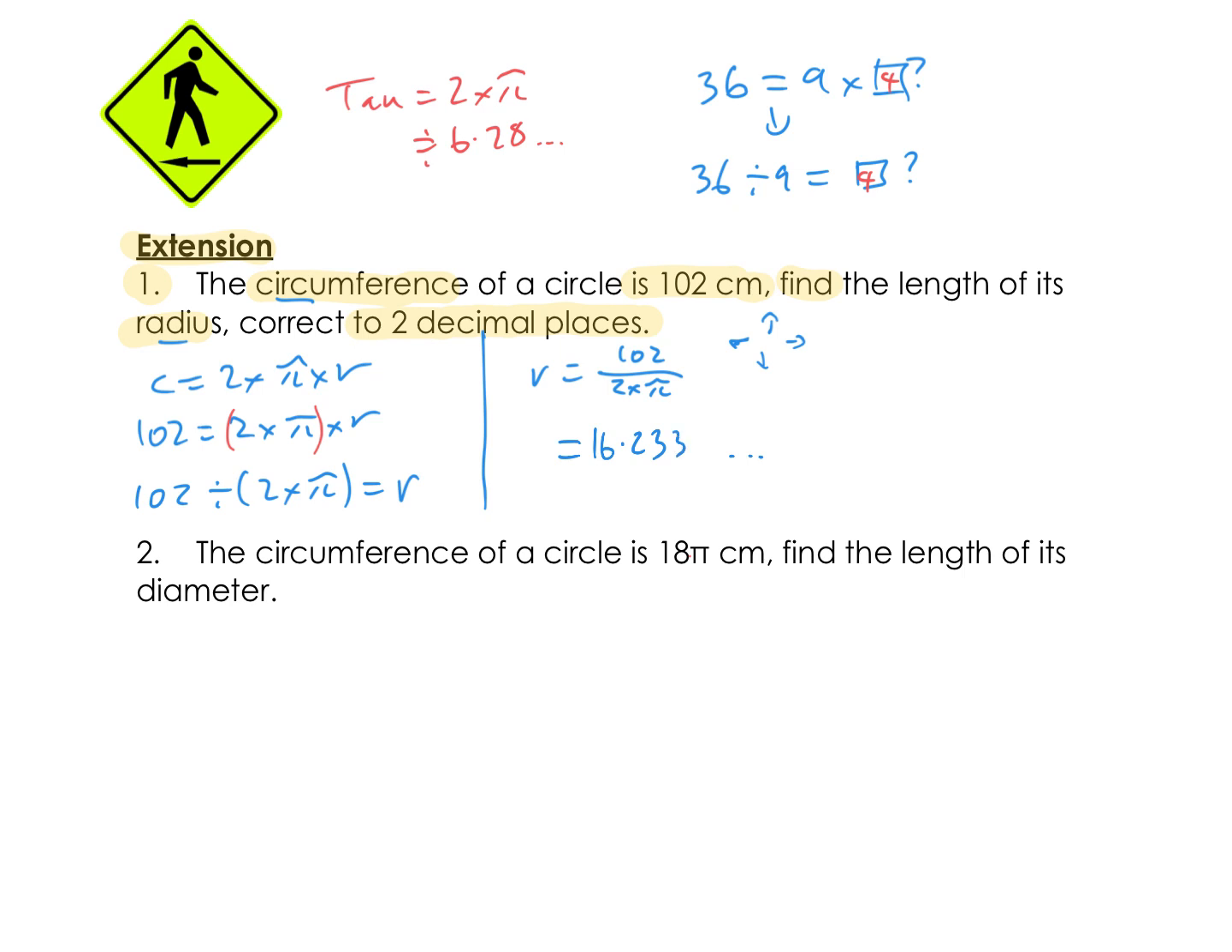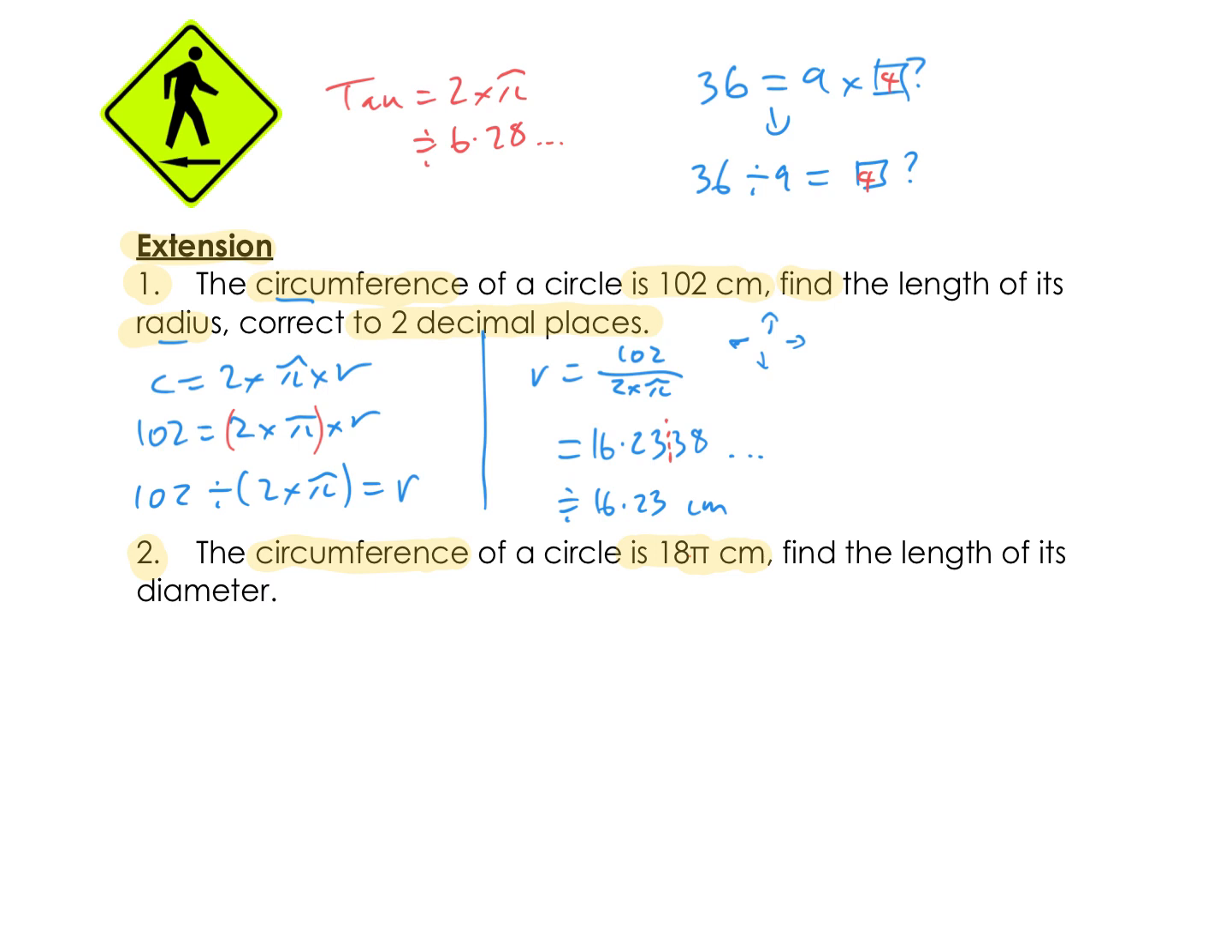16.2338, and it keeps going. Rounding to 2 decimal places, cutting it off there, I've got 16.23, and now this is centimeters. This is also a length, so it's also centimeters. There we go. Done.